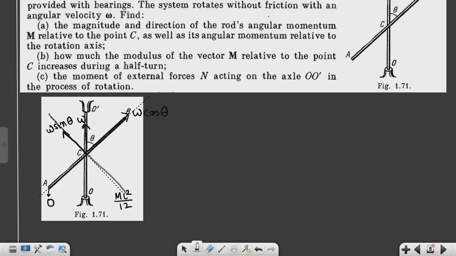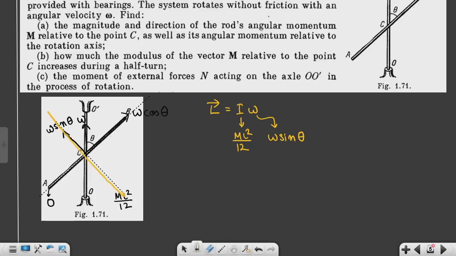And what is the angular momentum of the rod? The angular momentum of the rod about the axis that is perpendicular is nothing but I into omega. So what is the moment of inertia? ml square by 12. And what is omega? Omega sin theta. This much we have got. Basically what I have done is I found out the angular momentum about this axis, and that is the only angular momentum.